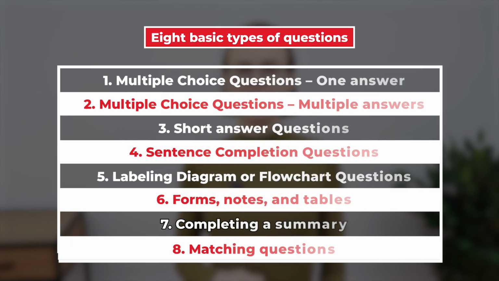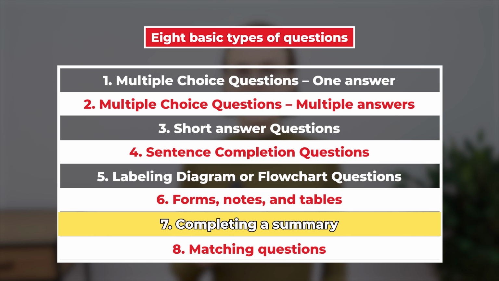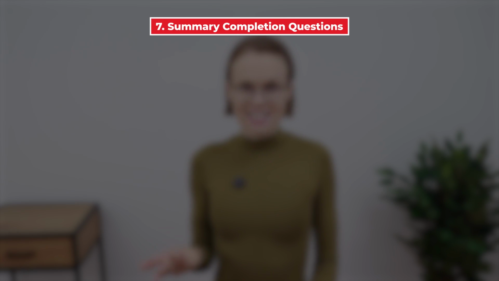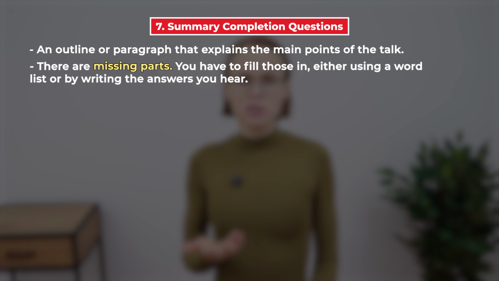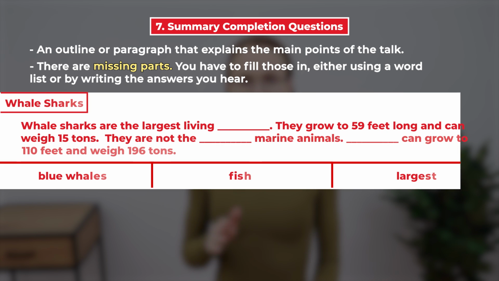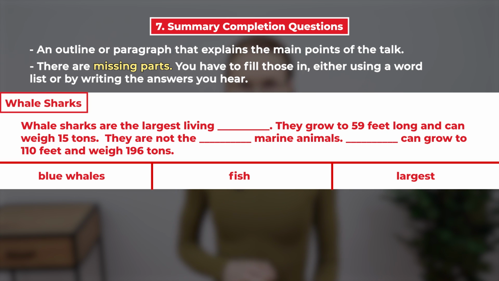Next, we will have a look at summary completion questions. These are common question types on the IELTS listening test because you need to pay attention to the entire passage to complete them. A summary, like the name suggests, is an outline or paragraph that explains the main points of the talk. However, there are missing parts. You have to fill those in, either using a word list or by writing the answers you hear. For example, you may see a summary like this one.